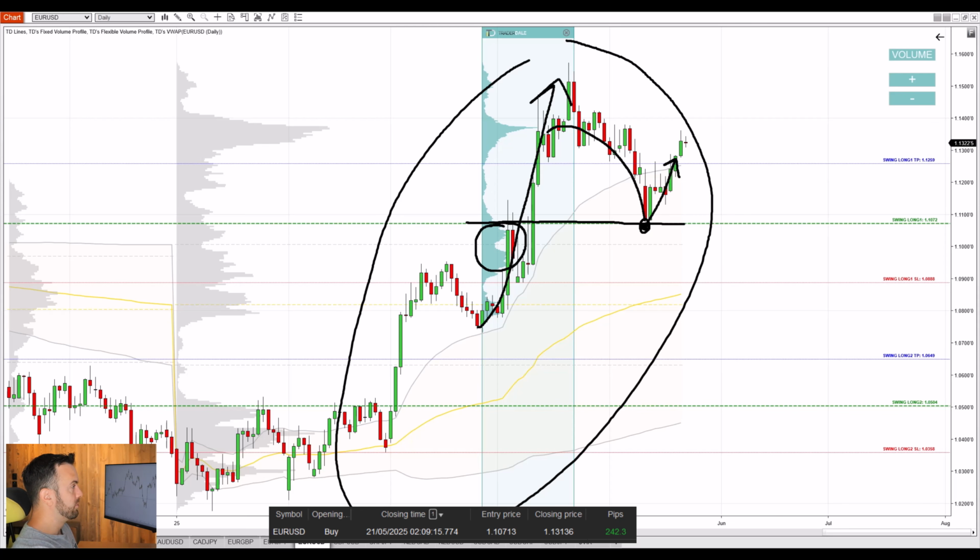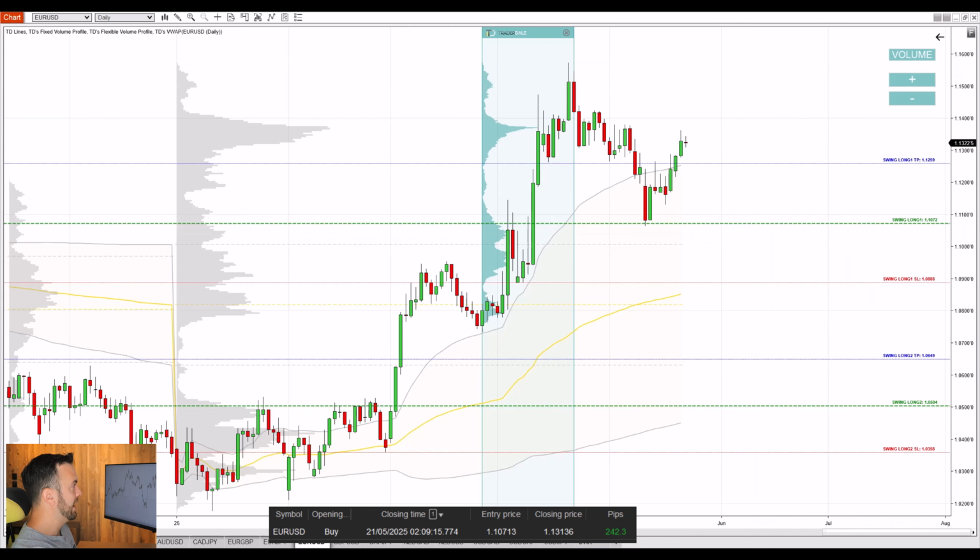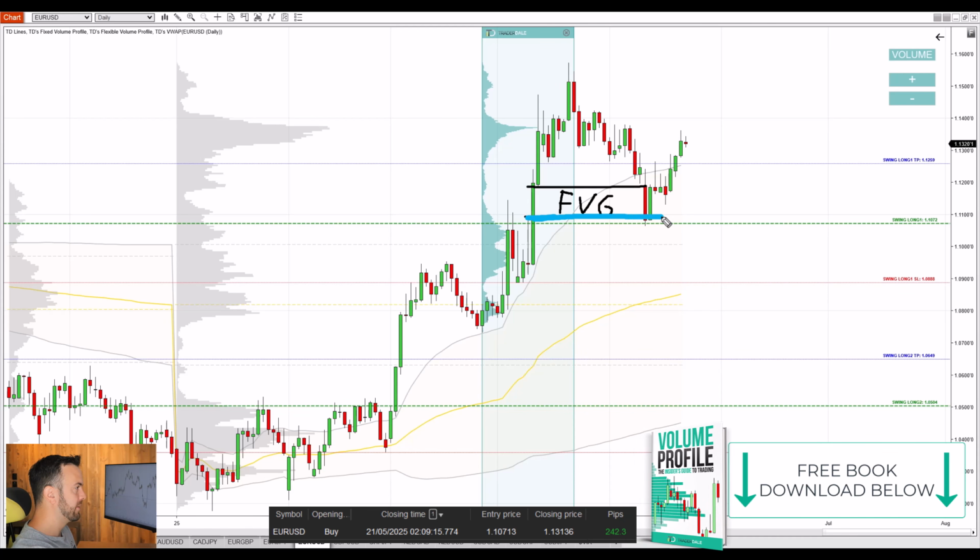Additionally to this volume profile setup, there was also a fair value gap, which is from Smart Money Concepts, and I like to combine that with the volume profile. The fair value gap was right here. This is the fair value gap, and I trade from the beginning of the fair value gap. In a long trade scenario, that's this level, right? So as you can see, it nicely aligns with the heavy volume zone here.